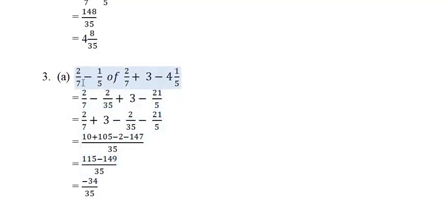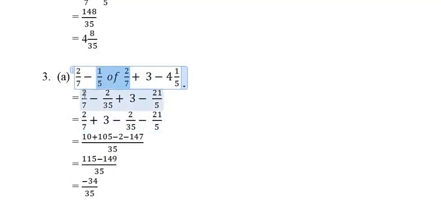So this is your question: 2 by 7 minus 1 by 5 of 2 by 7 plus 3 minus 4 as a whole number 1 by 5. First of all you have to solve this section. Here in this question we don't have any B, that is the bracket. So O, of, is out here. So you will solve this particular section, 1 by 5 of 2 by 7.